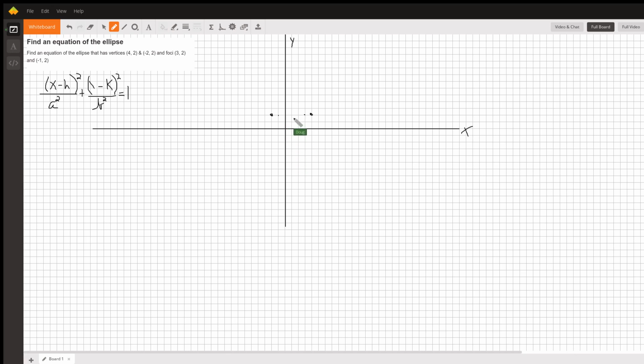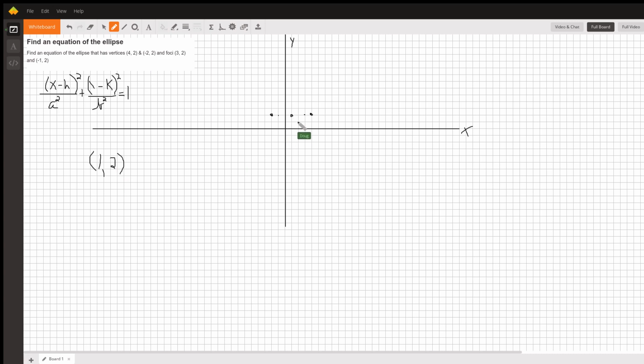And the first thing we want to do is figure out where the center of the ellipse is. And that has to be the midpoint joining (4, 2) and (-2, 2). So the center of the ellipse is, well, if you use the midpoint formula, it's 4 plus negative 2 divided by 2. The average of the x coordinates would be 2 over 2, or 1. And of course, the average of 2 and 2 is 2. So the center of the ellipse is at (1, 2).